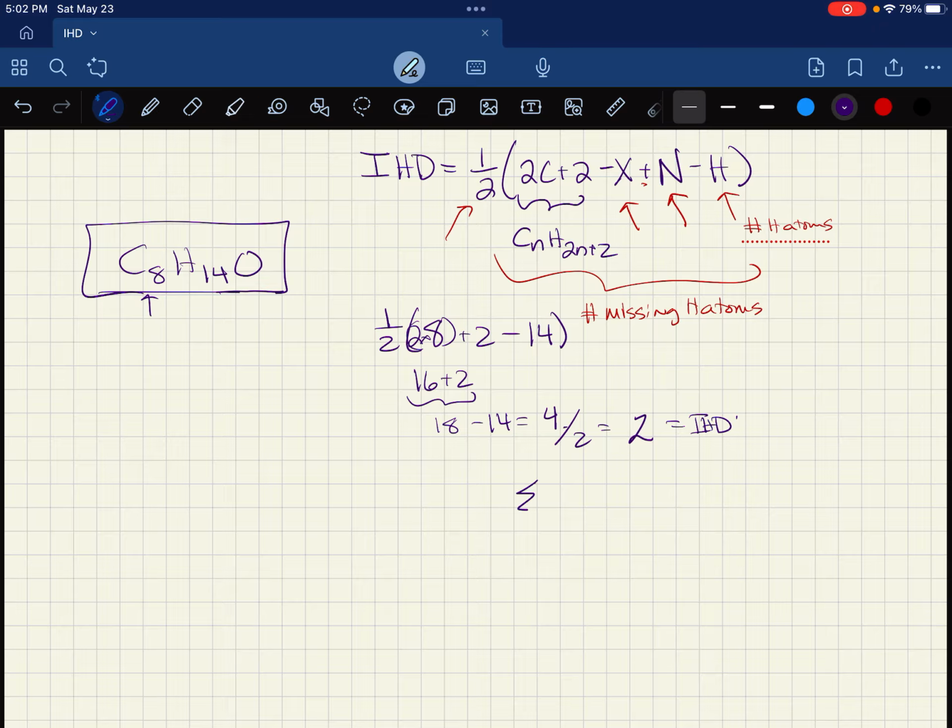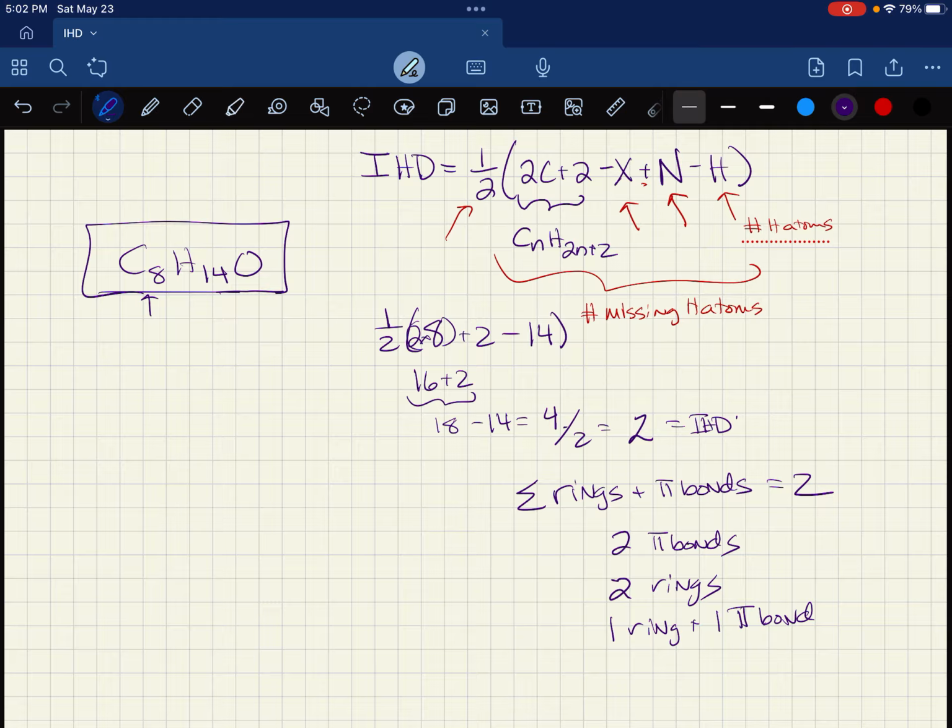So that means the sum of the rings plus pi bonds in the structure will equal 2. So that means I can have 2 pi bonds. I could have 2 rings. Or I could have 1 ring plus 1 pi bond. And those pi bonds could be together as a triple bond, or they could be apart as 2 different double bonds somewhere in the structure.